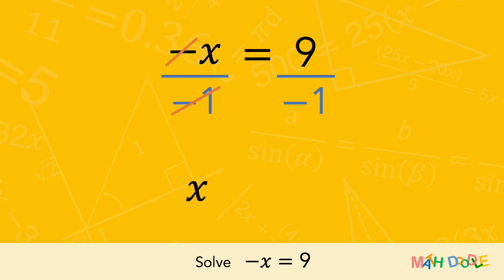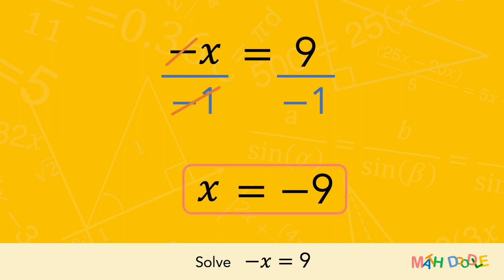Then, let's simplify the right side of the equation. 9 divided by -1 is -9. Now, this tells us that x is equal to -9. So, the answer is x equals -9.